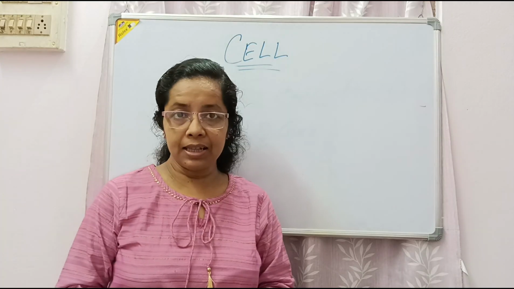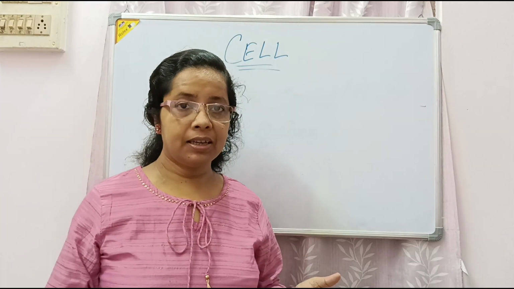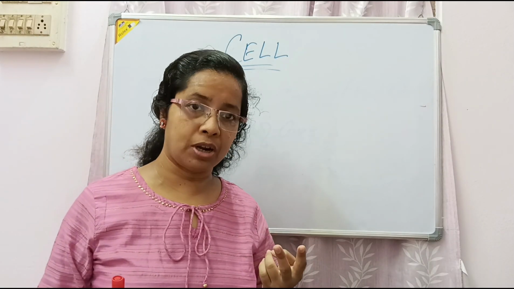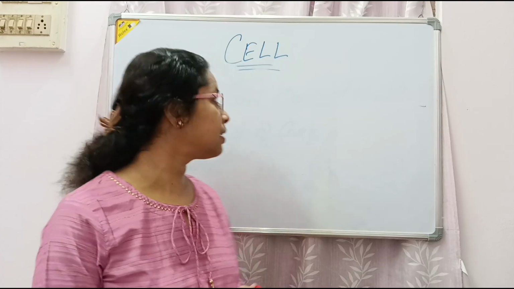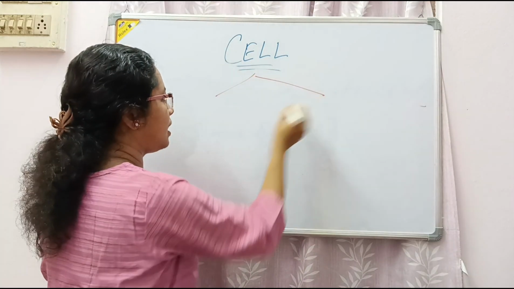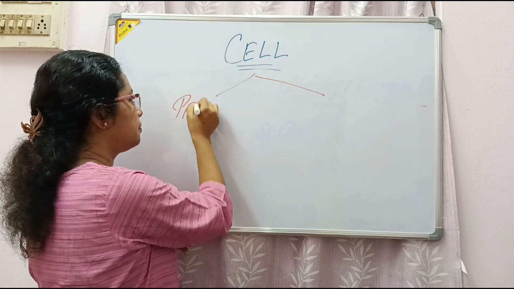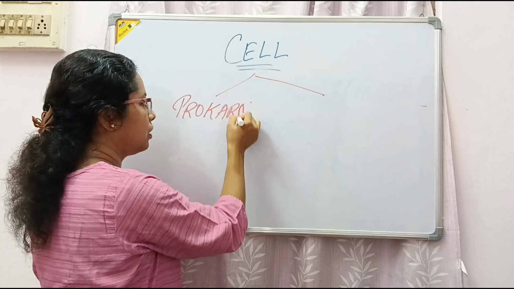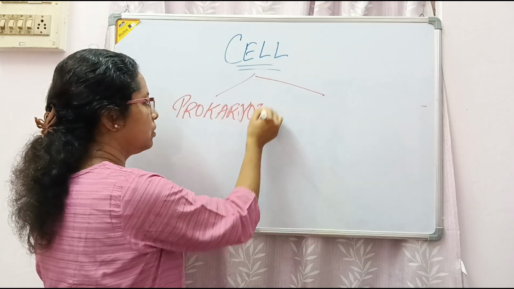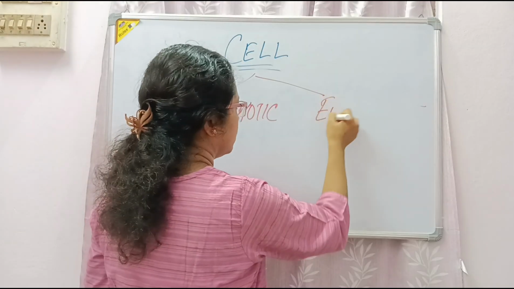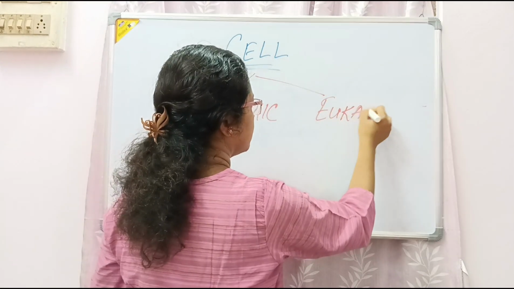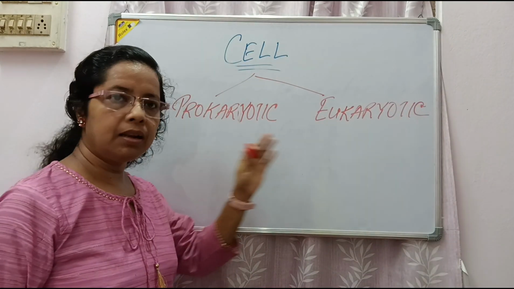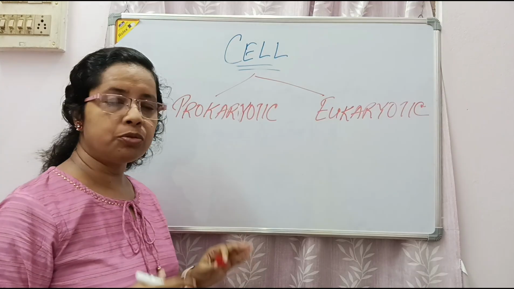So, cells, broadly if we classify, there are two types. Living cells are classified into two broad categories. One, prokaryotic cell, the other one, eukaryotic cell. Let us write this down. So prokaryotic cell and eukaryotic cell, the two types, the two forms of living cells.